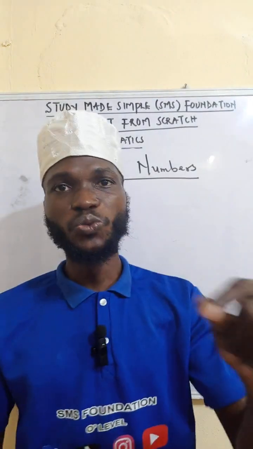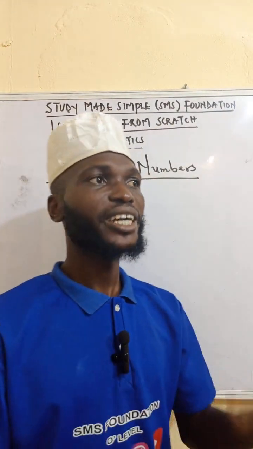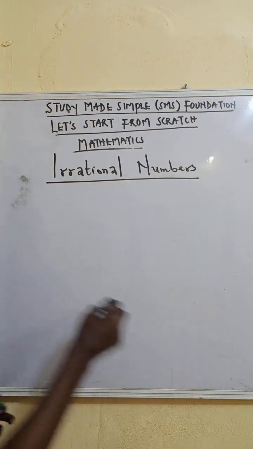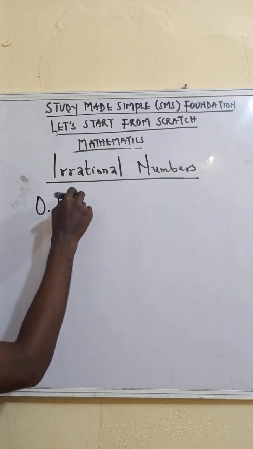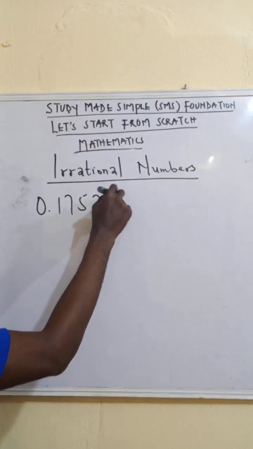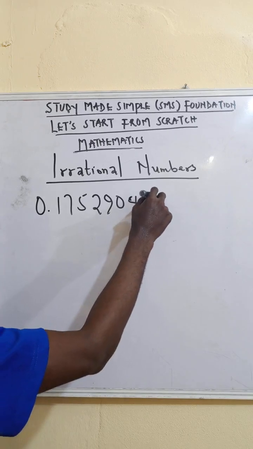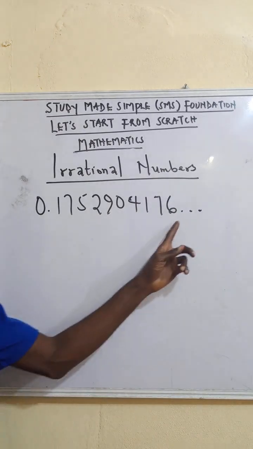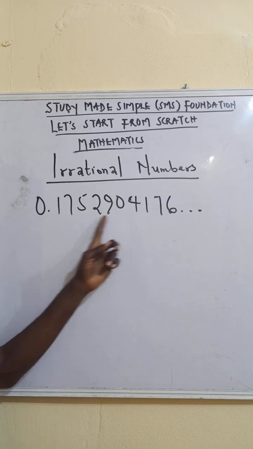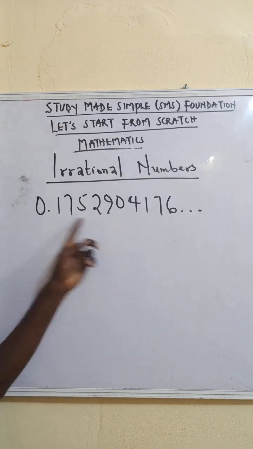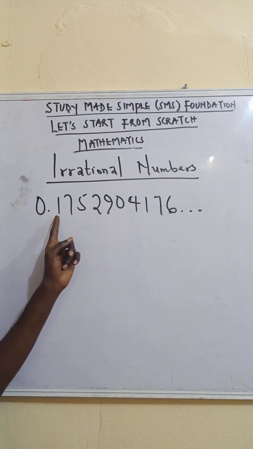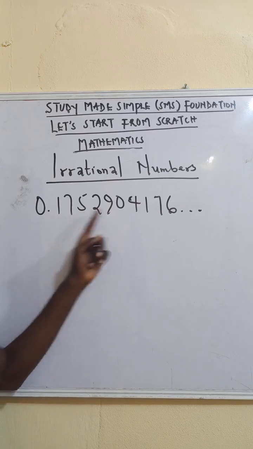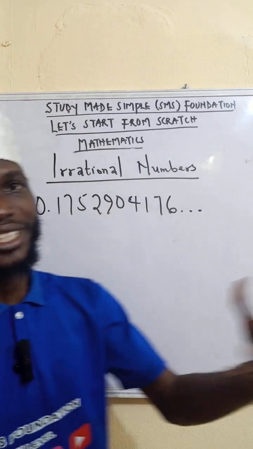A good way to identify an irrational number is any number that leads to a non-terminating, non-recurring decimal. For example, if you have something like 0.17529041676 and so on. This is not terminating, and this is not recurring. Even though one occurs twice here, it's not bringing a regular pattern. 7 occurs here more than once, but it's not in a regular fashion.